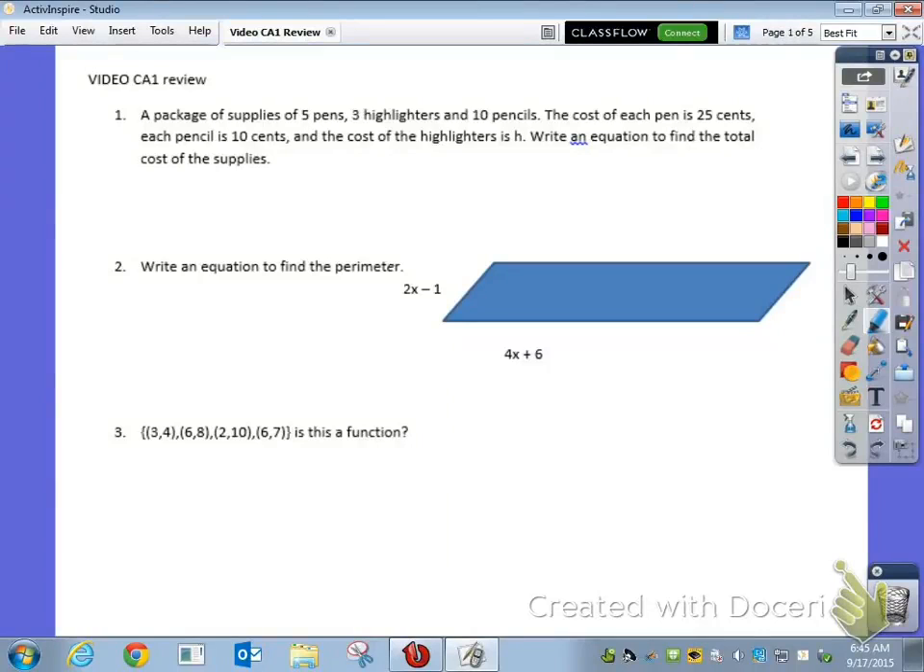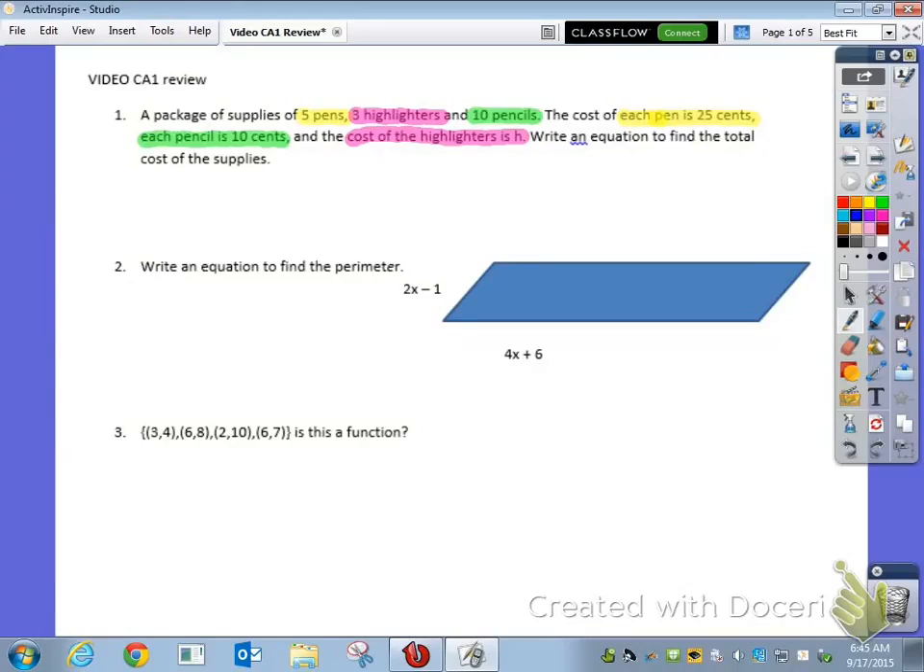Okay, packages supplies of 5 pens, 3 highlighters, and 10 pencils. The cost of each pen is 25 cents. So since it talks about each pen is 25 cents and there's 5 pens, I'm going to highlight those with the same color, okay? Each pencil is 10 cents and there's 10 pencils. And then there's one more and it says the cost of each highlighter is H and there's 3 highlighters.